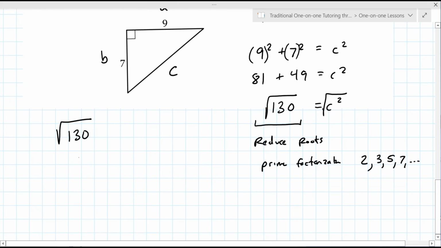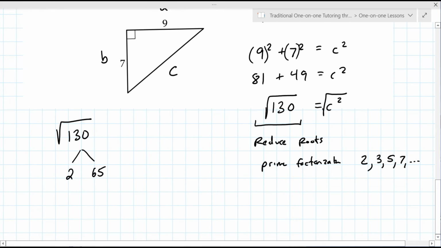So you ask yourself, and you start with the first prime number, is 130 divisible by 2? And the answer is yes. 2 times 65 gets you to 130. And then you try 2 again. You always try the number until it doesn't work anymore. And you find that it does not work. You find that 2 does not go into 65.